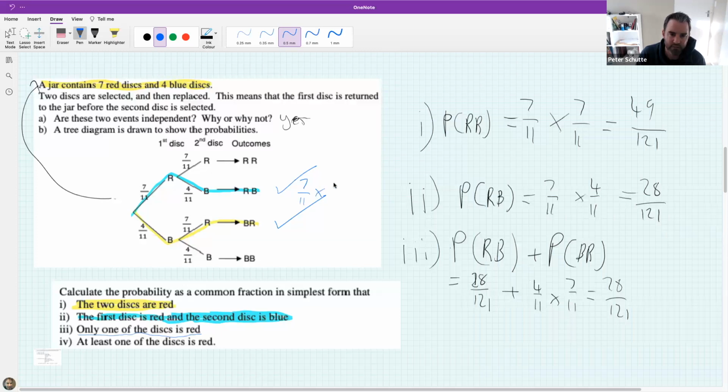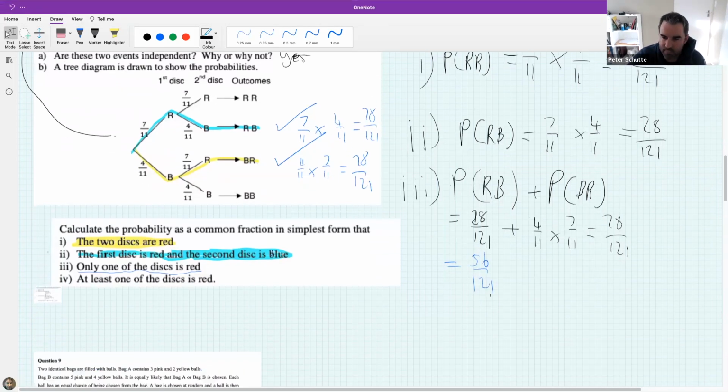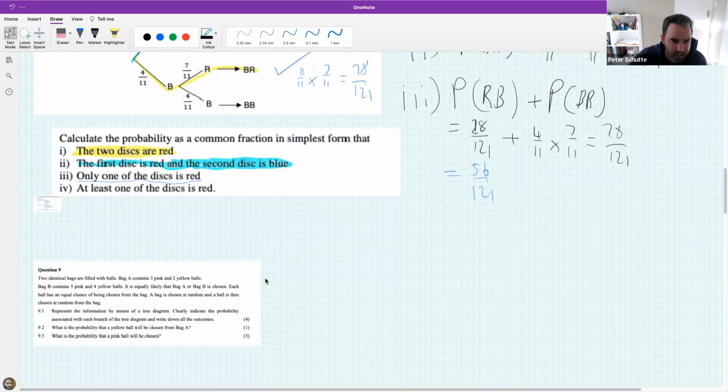It's 7 over 11 times 4 over 11. What's the probability of this path? It's 4 over 11 times 7 over 11. And both of these are going to give us 28 over 121. And so my final answer is actually going to be to add those two together, and you get 56 over 121. Okay, I'm not going to do the fourth one right now because I want to get a chance to practice this same idea again, but you should be getting 56 out of 121.